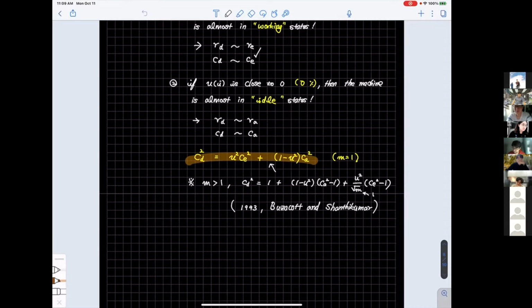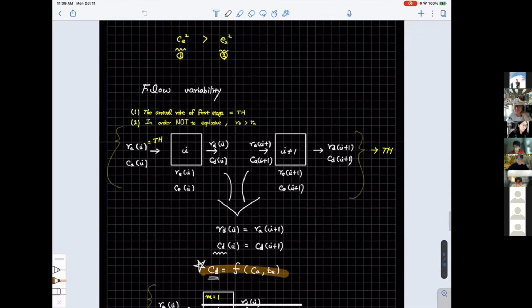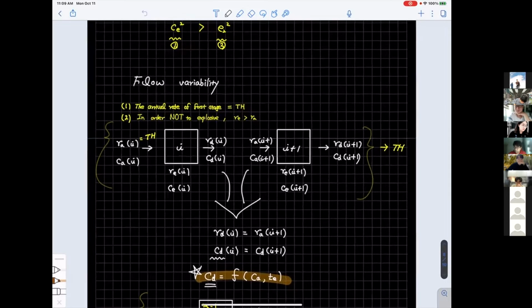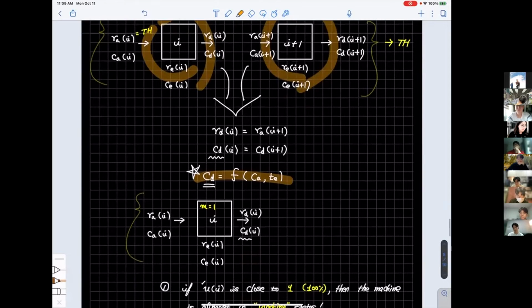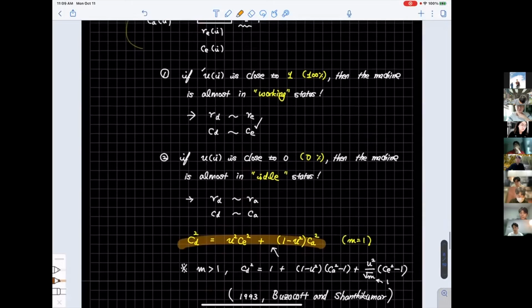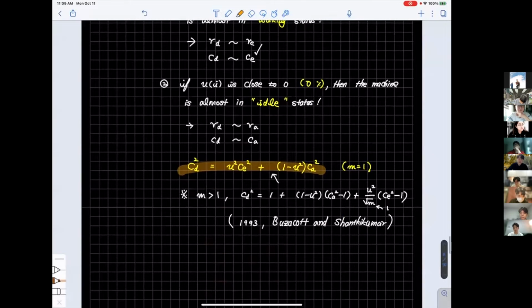Okay, let's start the lecture of today. We have studied about the flow variability. Flow variability means the impact of the CV of the previous machines on the next machines, and that relation is made by this equation.